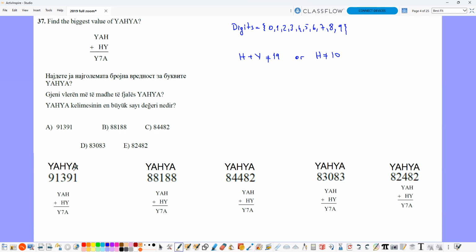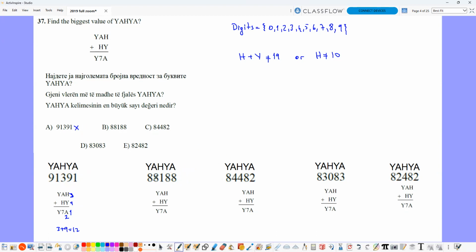So here it says a is equal to 1, and y is equal to 9, and h is equal to 3. Which is not possible because 3 plus 9 is equal to 12. So we should write 2 here. But it says that a is equal to 1. So this is not the correct case, so we eliminate this one.